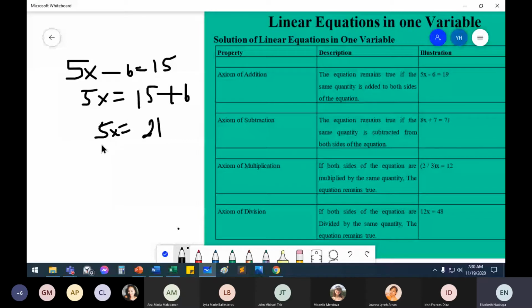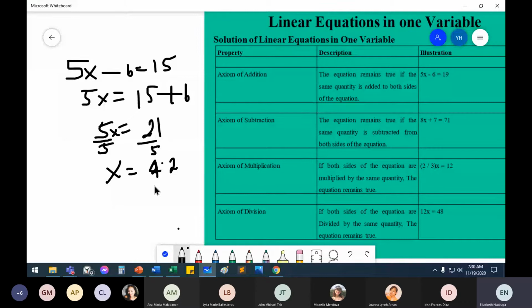If I'm going to divide this expression by 5, I need to do the same thing on this side. So divided by 5 here, divided by 5 there, it will give me x is equal to 21 over 5, or if you want to divide it, it will be 4.2. So x is equal to 4.2.